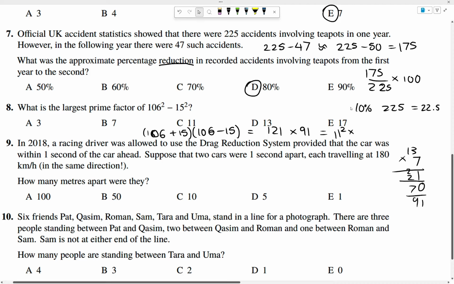13 times 7. Now we have the prime factorization of that number, and the largest prime factor is therefore 13.